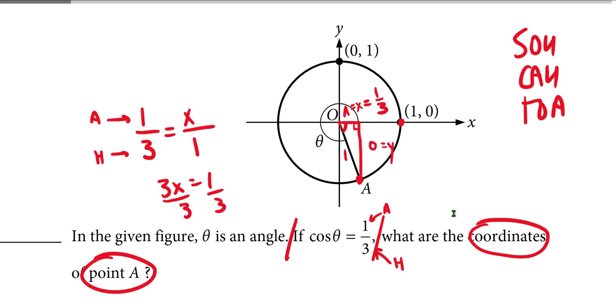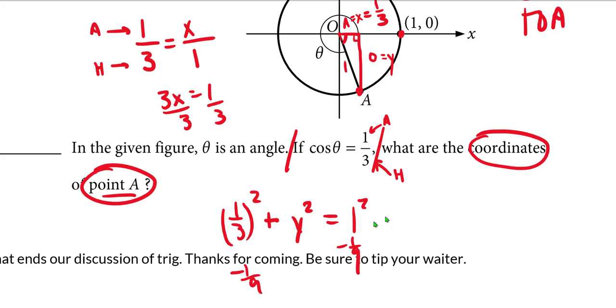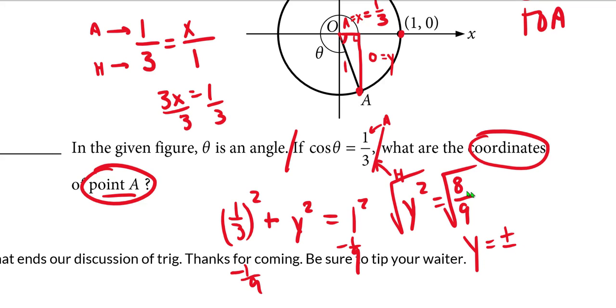Now I need to determine my y value because I need the coordinates of point A. So what am I going to do? I'm going to use the Pythagorean Theorem. I am going to do 1/3 squared plus my y value squared has to equal 1 squared. 1/3 squared is 1/9. So I'm going to subtract the 1/9 from both sides, and I'm going to get y squared equals 1 minus 1/9, which is 8/9. To get my y value, I take the square root, and I get y equals, I should technically write plus or minus there, root 8 over root 9. So root 9 is just 3, and root 8 is 2 root 2.